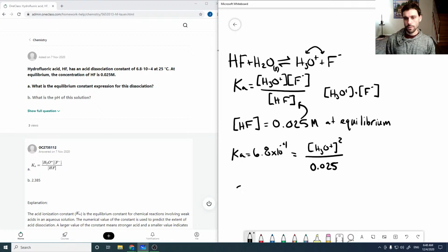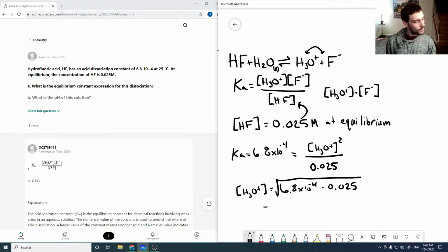Okay, and so H3O plus is equal to 6.8 times 10 to the minus 4 times 0.025, all square rooted. And if you work through this, you'll get 4.123, and then you can add in units at the end, appropriate for the quantity.